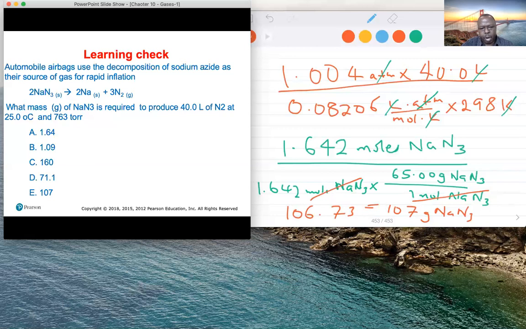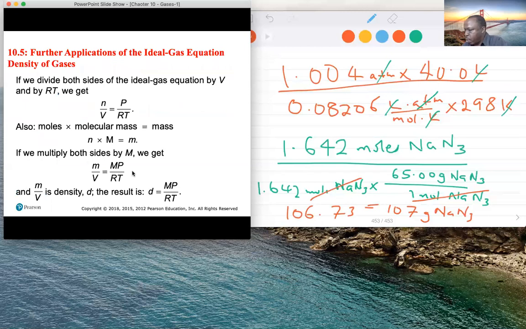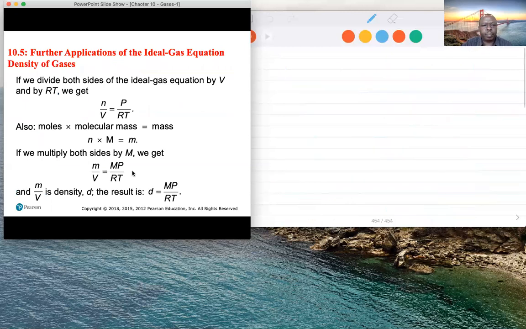Of course, if there's a problem like this in the exam, you will have fewer questions or longer time. I have to factor that in. It's not going to be a 2 minute or 1 minute problem because you need to calculate. If you are not given the molar mass, then you have to find it with the periodic table. So the correct answer for that is E. Any question on the ideal gas law? If there's no question, let's move on to section 10.5.